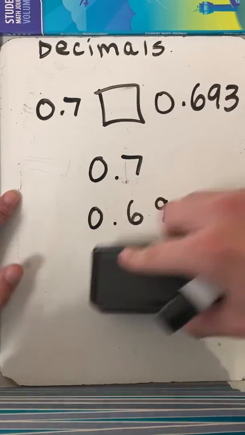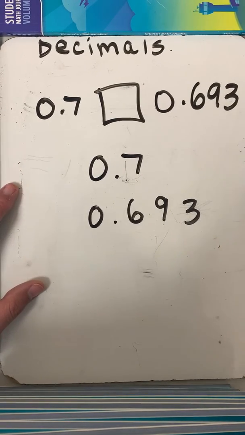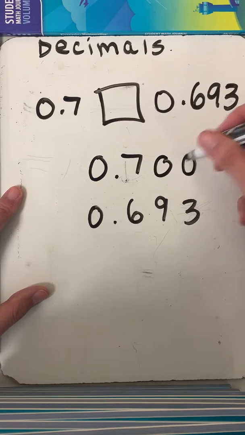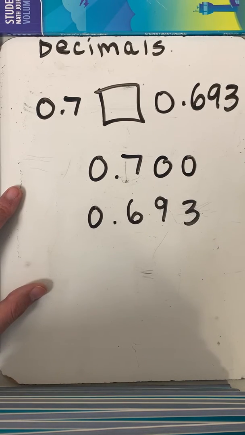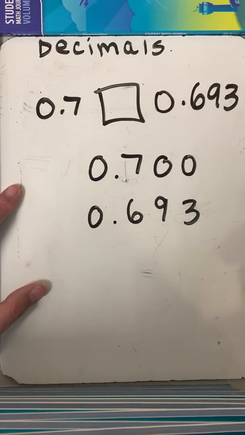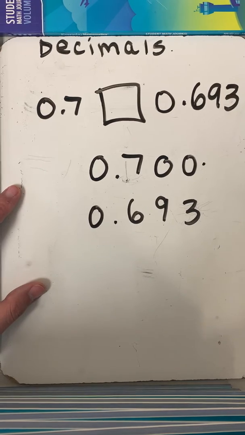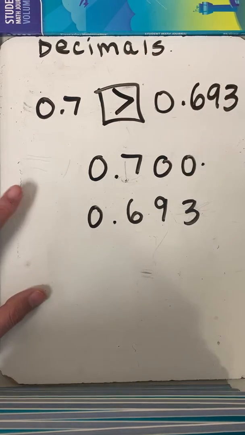Another strategy you can use is at the end of any decimal, if it helps you, you can always add zeros. So I'm going to add 2 zeros to make these line up and have the same number of digits. Now, adding zeros to the end of any decimal is not going to change its value. It's just going to change how you would write it. So now I can say, I pretty much have 700 and I have 693. I can clearly see that 700 is the greater number.